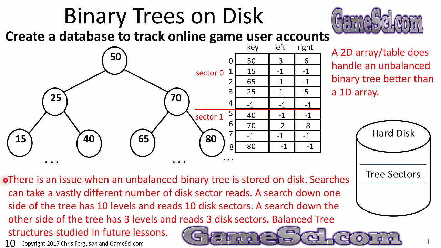There is a big issue when an unbalanced binary tree is stored on disks. Searches can take vastly different numbers of disk sector reads. A search down one side of the tree that has 10 levels reads 10 disk sectors. A search down the other side of the tree with 3 levels reads 3 disk sectors.